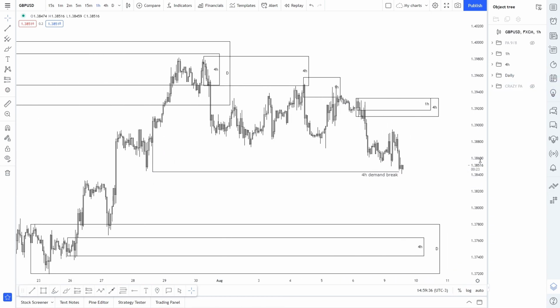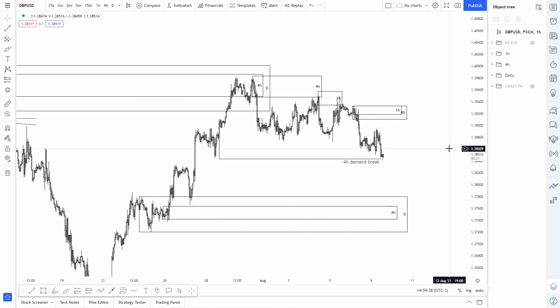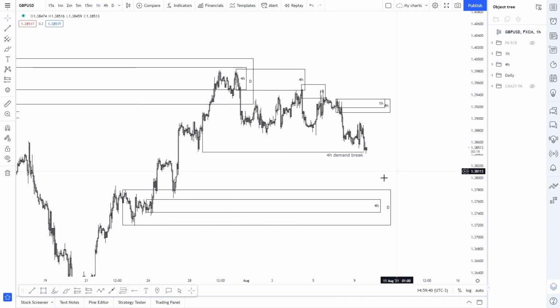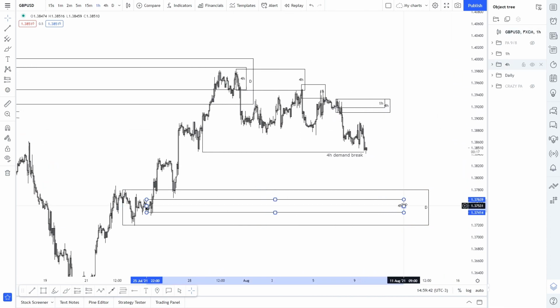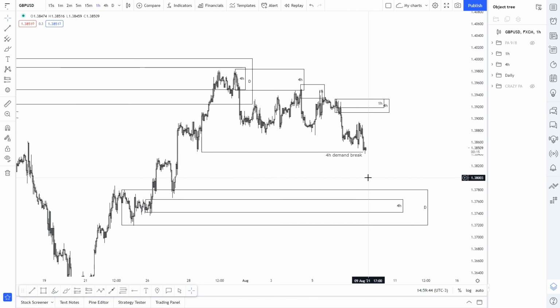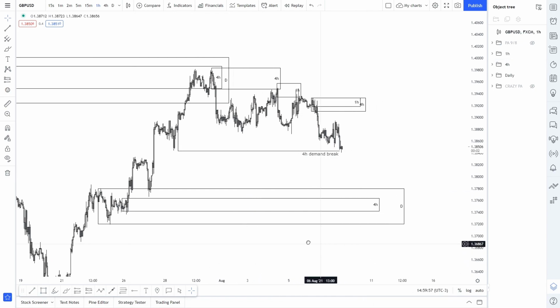I'd say we're looking at somewhat of a correction to maybe the daily order block, in my opinion, as I said in the top-down analysis video. Yes, that's pretty much it.